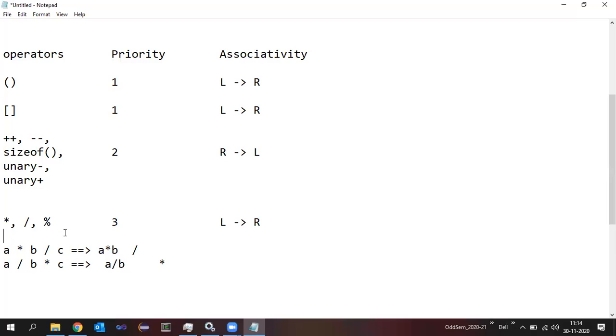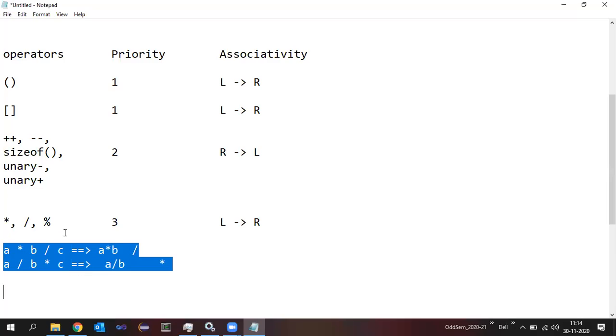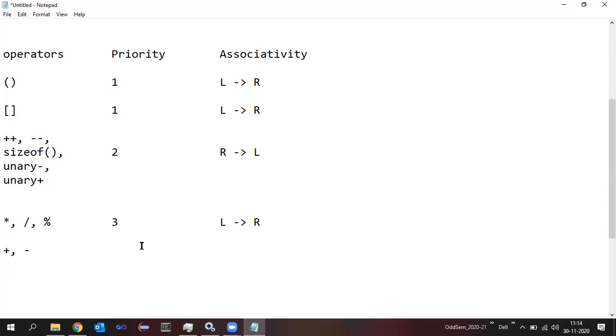Yes, sir. Okay, then next we have addition and subtraction. Now these plus and minus are binary: binary addition and binary subtraction. They have priority 4 and they work from left to right.